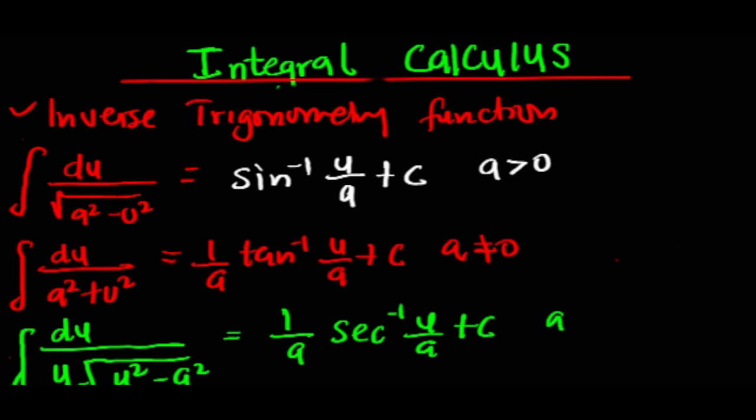A must be greater than 0. That's just the rule. So whenever you're asked to integrate an integral of this form, you're going to have 1 over a sec inverse of u over a plus c. That's exactly what you're going to have.